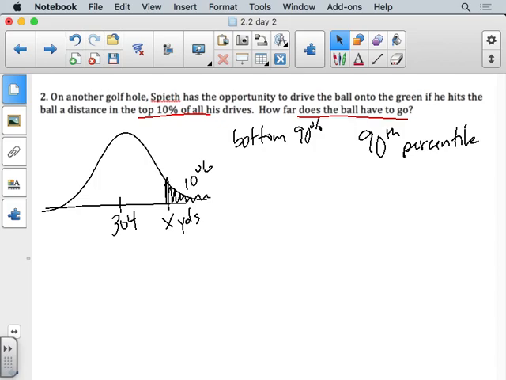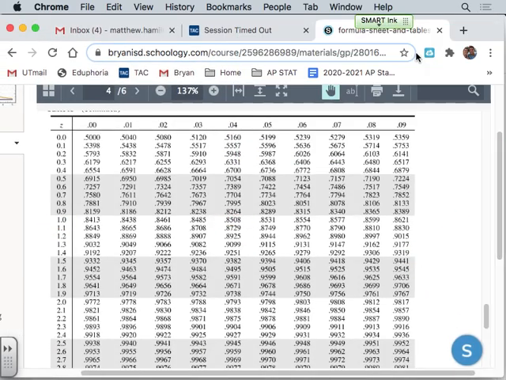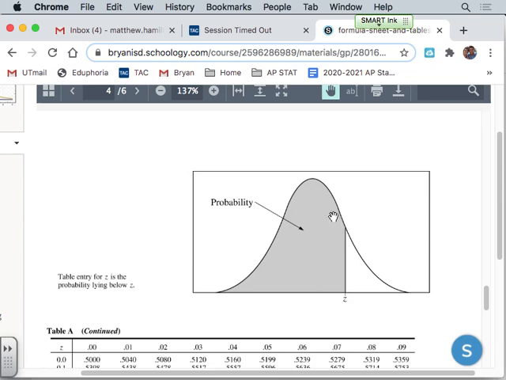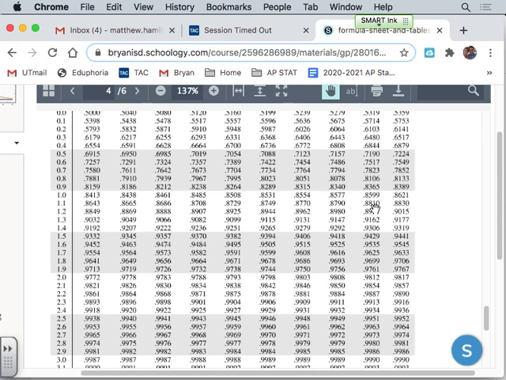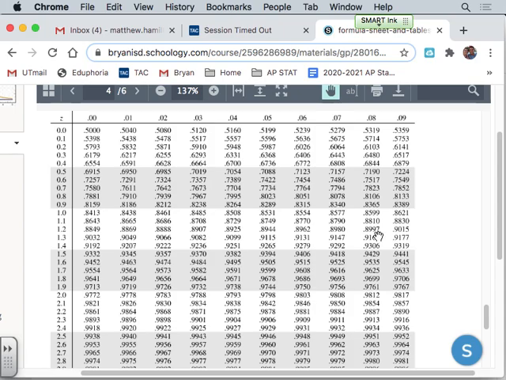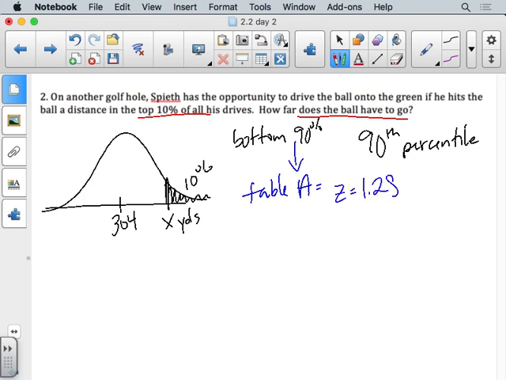Okay, so you look on the table. So I will pull this one up. And I'm looking for the bottom 90% because this graph always shows less than. So I'm going to come over here and go to where is 0.900, which it's never really going to be a perfect value. So I see a value 0.8997, 0.9015. So the closest one to it is 1.28 at 0.8997. So I'm going to go with 1.28 as our closest z-score. I just want to get the closest value to it. So my table A told me that that value was a z-score of positive 1.28.